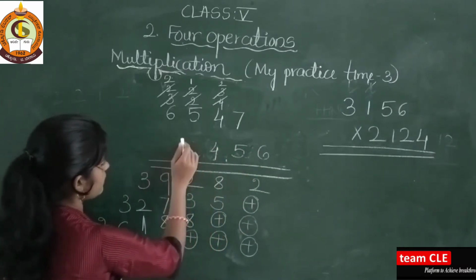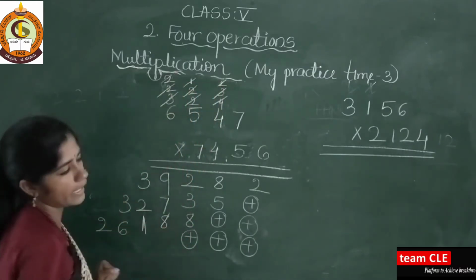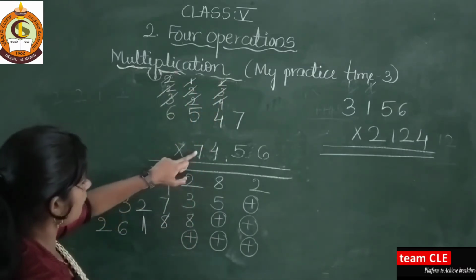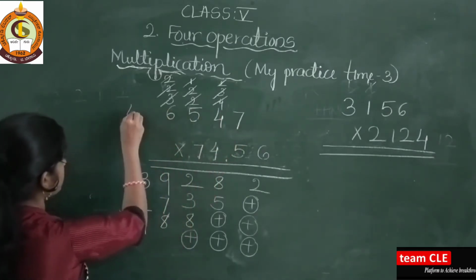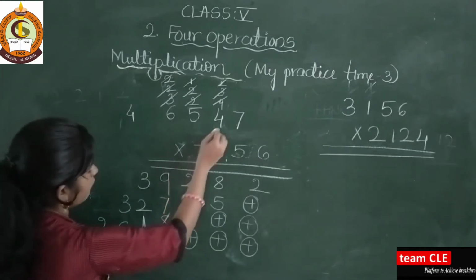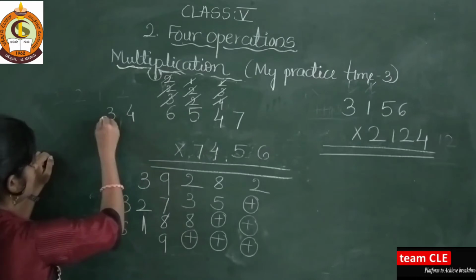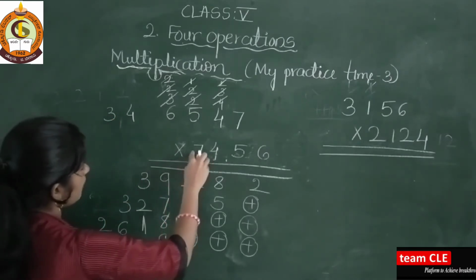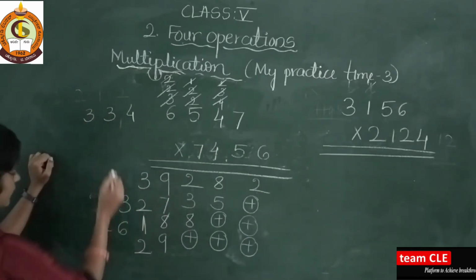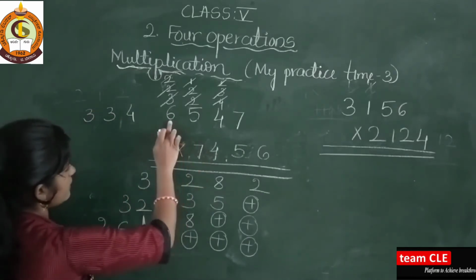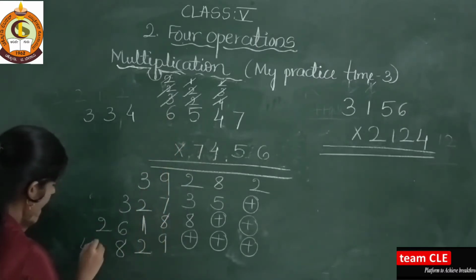Next, which one remains now? 7. So here you make scratches because I already added those numbers. So I will write the 7's carry here. 7 sevens are 49. 7 fours are 28. 28 plus 4 is 32. 7 fives are 35. 35 plus 3 is 38. 7 sixes are 42. 42 plus this 3 is 45.